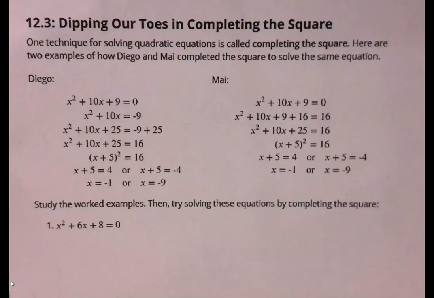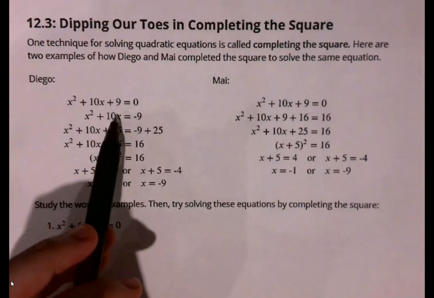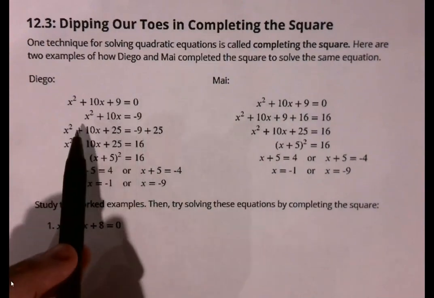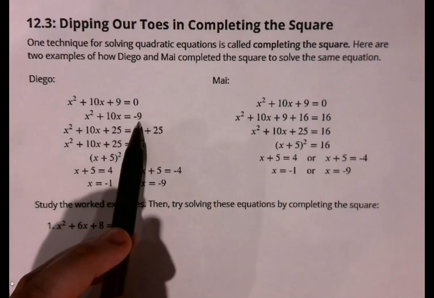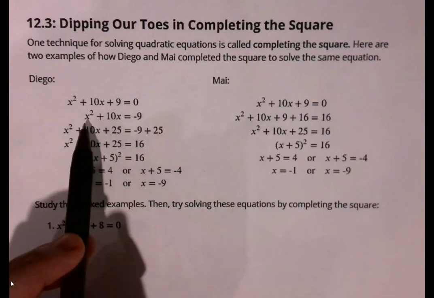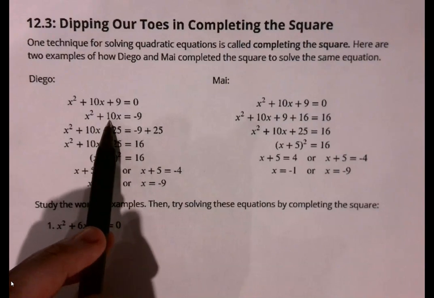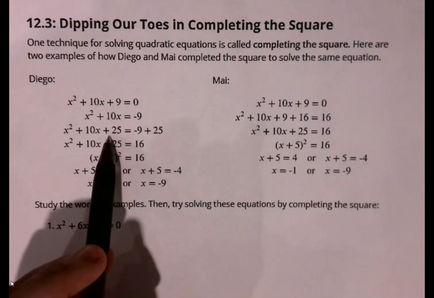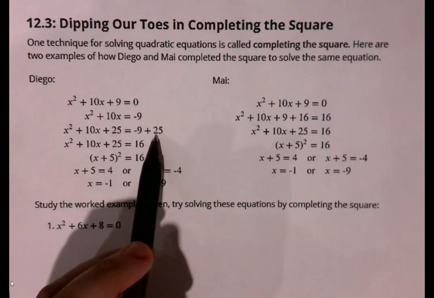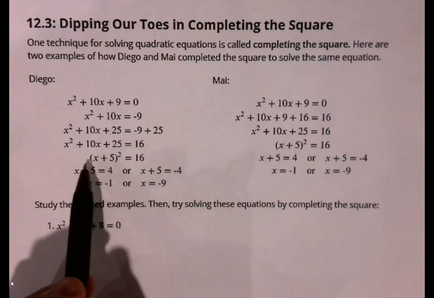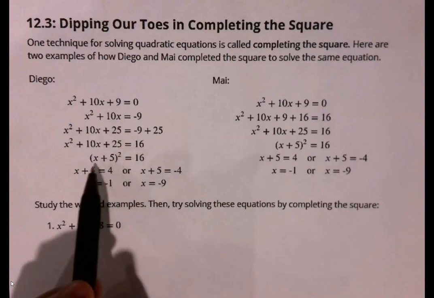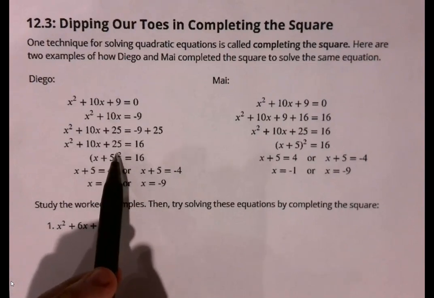Going back to our example, to complete the square, the quadratic equation does not have to equal 0. Diego took his constant term 9 and subtracted it on both sides so that he has x squared plus 10x equals negative 9. This allows Diego to focus on the x squared plus 10x so he can turn it into a perfect square trinomial by adding 25 to both sides. From here, he combined negative 9 plus 25 to get 16, and he factored this perfect square trinomial of x squared plus 10x plus 25 into x plus 5 squared.